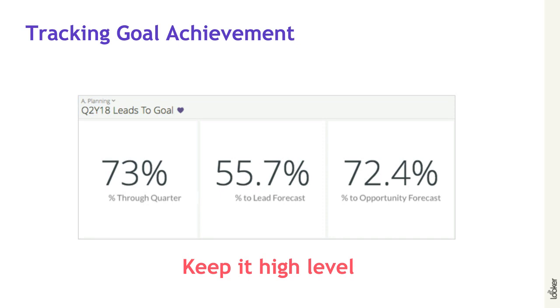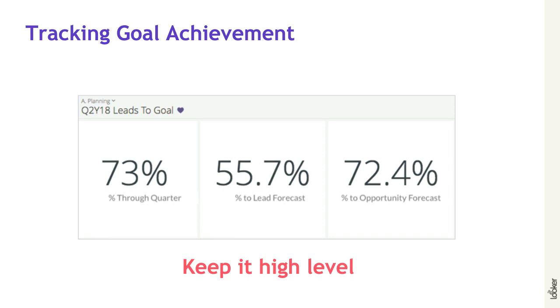Your first one is percent through quarter. This could be the week, it could be the month, it could be the year, depending on how your business is set up. And this is just a point of reference for how much time you have to hit your goal. It also means you have a certain amount of time to go and fix something if things are not working as you had hoped or planned.